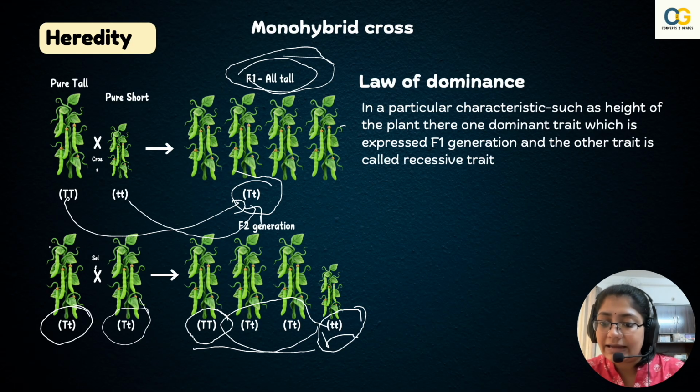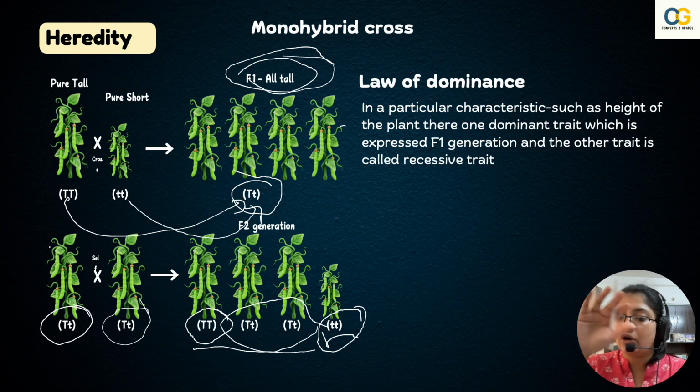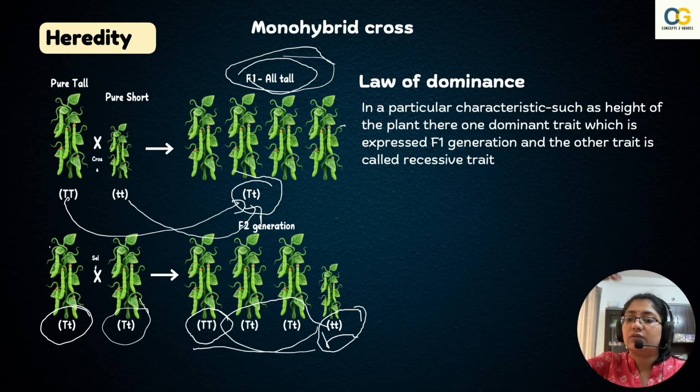He said in a particular characteristic such as height of the plant, there is one dominant trait which is expressed in the F1 generation, and the other trait is called the recessive trait. So one trait which comes in the F1 generation, the first generation, what trait you see, that is a dominant trait. If this is asked in boards multiple times, he will not explicitly tell you what is dominant, what is recessive. He will just say a violet flower and a white flower were crossed and the F1 generation had all violet flowers. So that is an inference that you draw using the law of dominance, that in the F1 generation, if all were violet, violet is dominant over the white.